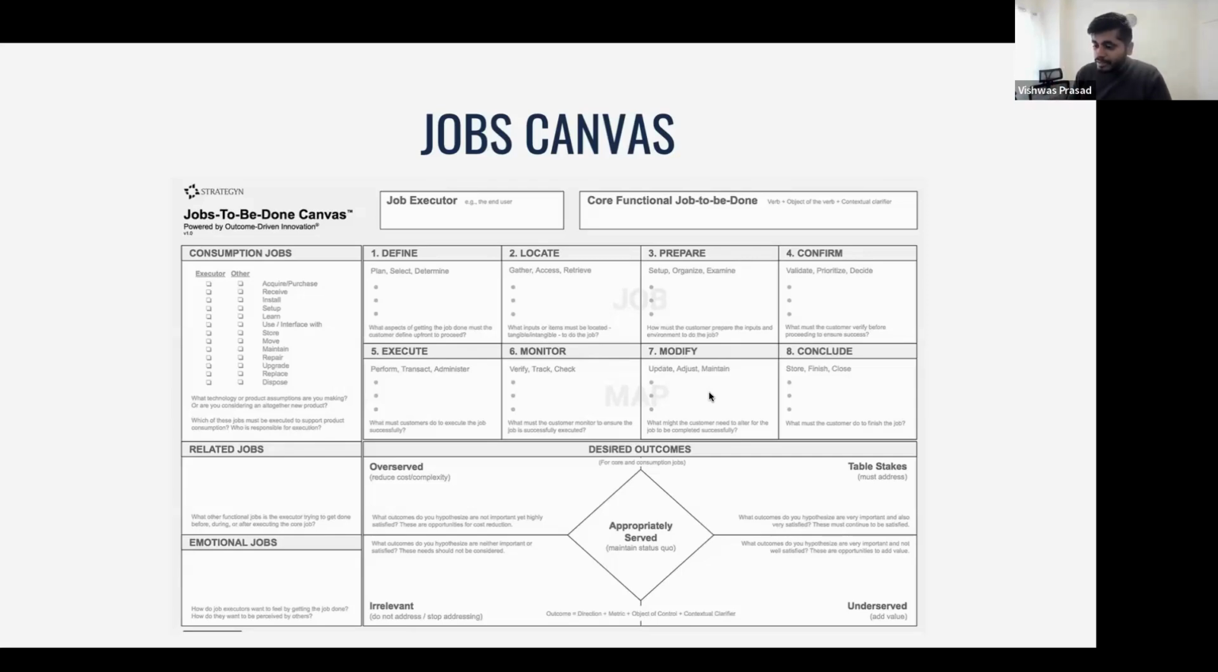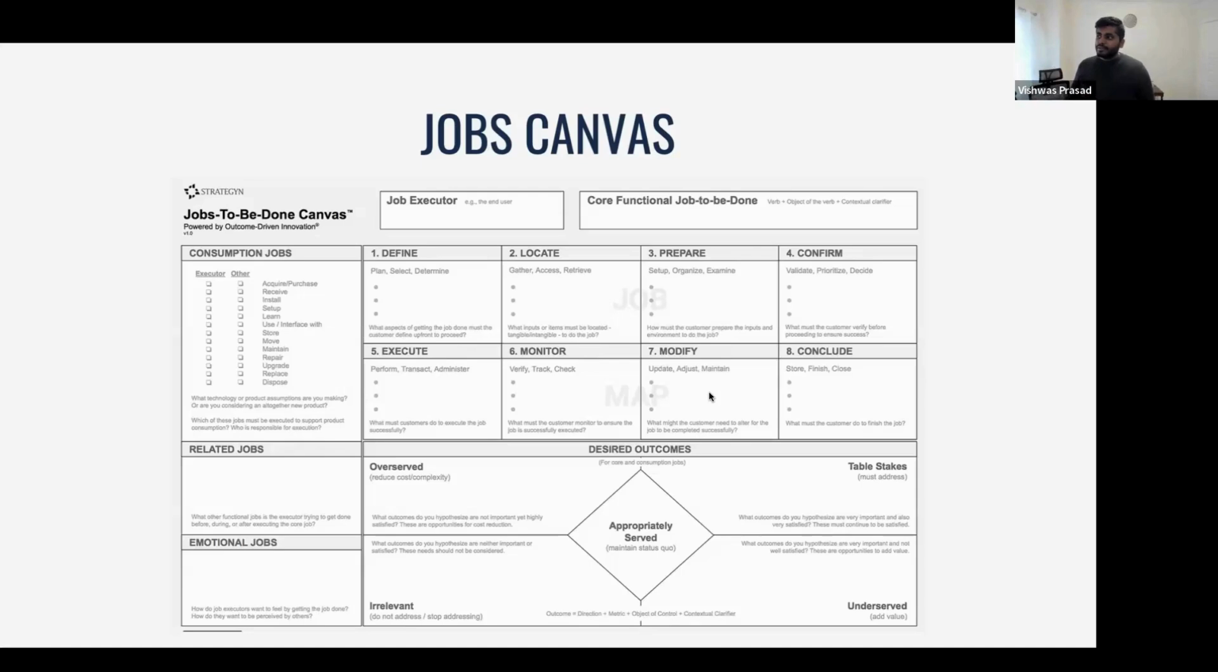And is it actually needed for the user to modify something? Can the user update their order, or can the user make adjustments to their transaction, or can they just maintain whatever they did when they first started executing it? And when they conclude it, what is their experience, and how are they going to finish the job, or how are they going to store the output, and how are they going to close the transaction, things like that, right? So you're actually defining multiple steps from the first time to the time that they conclude the job.